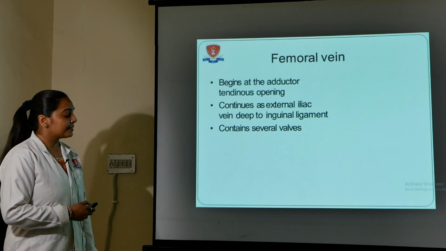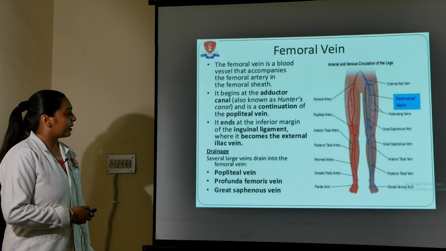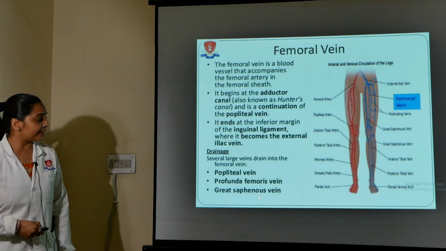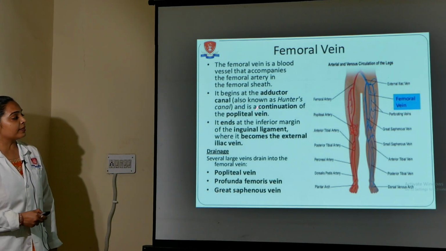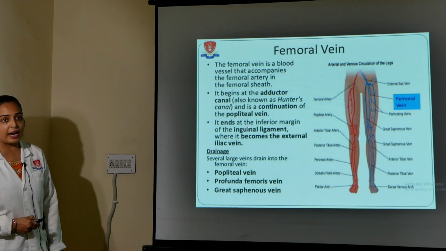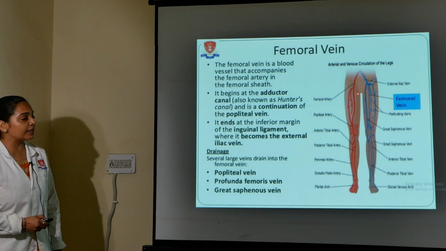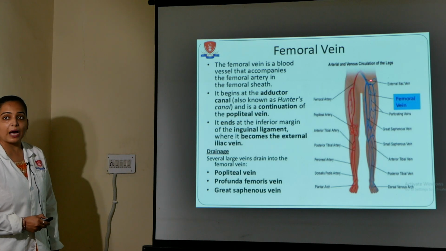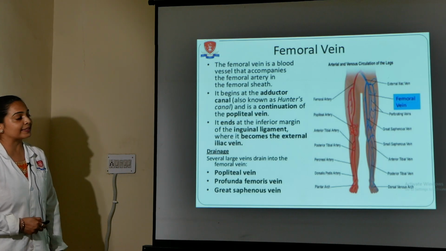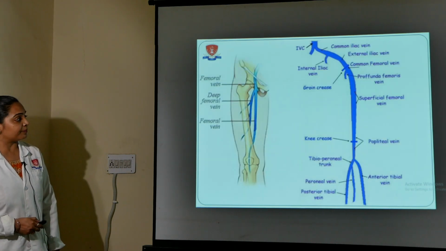Now the veins draining into the femoral vein are the popliteal vein, the great saphenous vein, and the veins accompanying the branches of the femoral artery, which ultimately drain into the femoral vein. Then the femoral vein continues upwards just behind the inguinal ligament. It will continue as the external iliac vein.